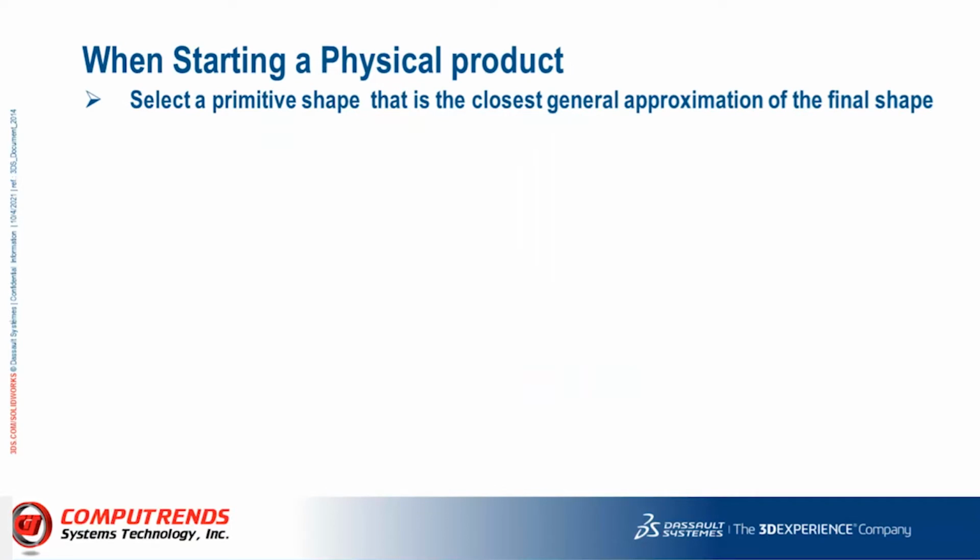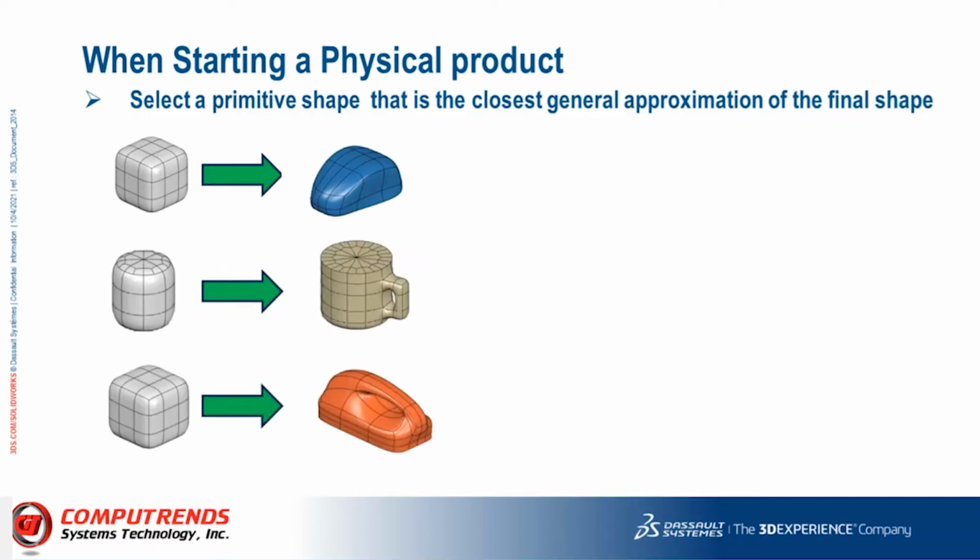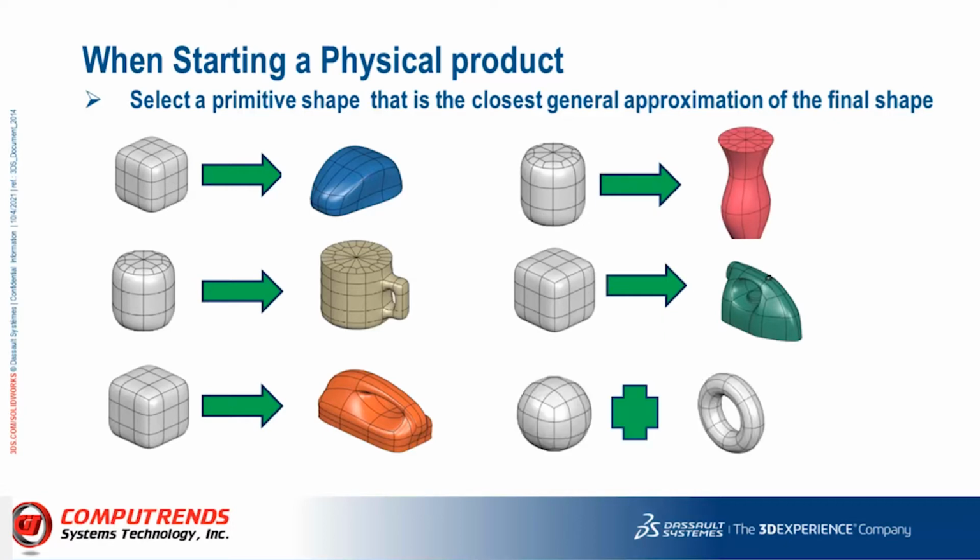So when starting a physical product, we can select a primitive shape that is the closest general approximation of the final shape. For example, this mouse design. The closest primitive shape to this mouse is the box. And then you can see the other example. You can also add different primitive shapes based on the final shape you're trying to design. For example, in this last example, you can add these two shapes to form this final shape.